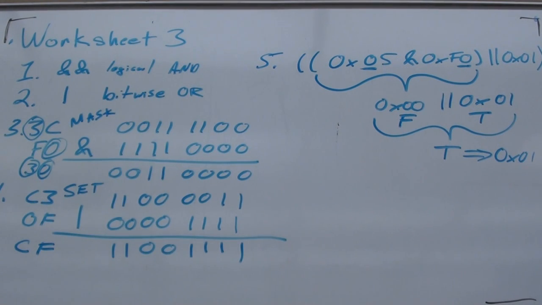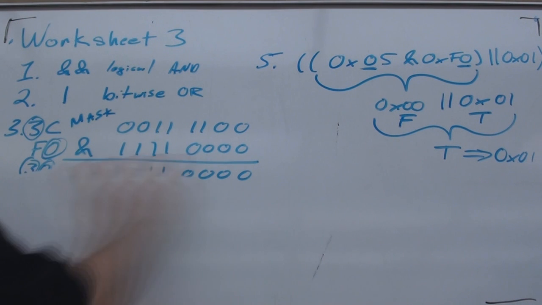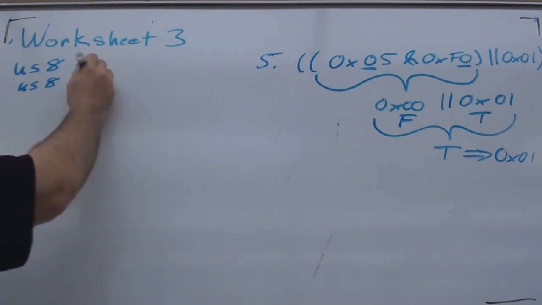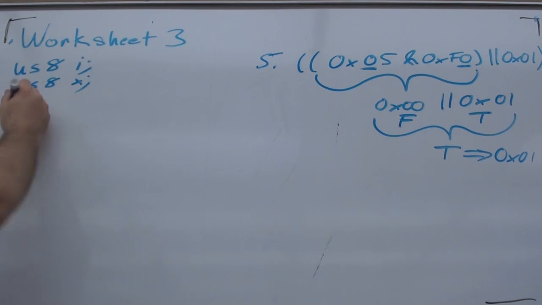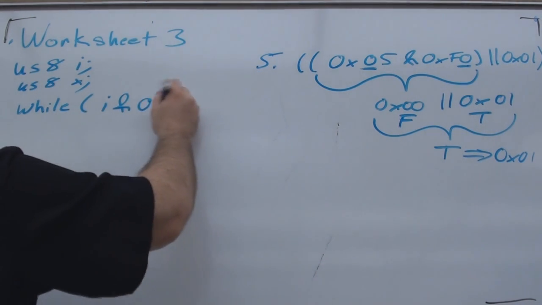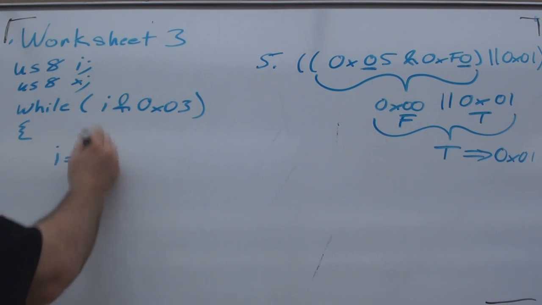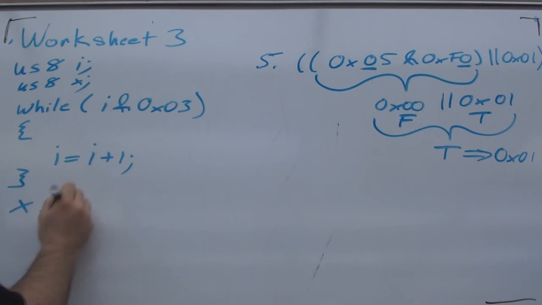Number 6 and 7 have to do with this little simple program. We have an 8-bit variable called I, an 8-bit variable called X, and a while loop: while I ANDed with 0x03, I equals I plus 1, and X equals I. So the first question is, what will X be when the following loop exits? So the while loop, it'll go inside this loop and loop as long as this condition is true. So as long as this evaluates to true.